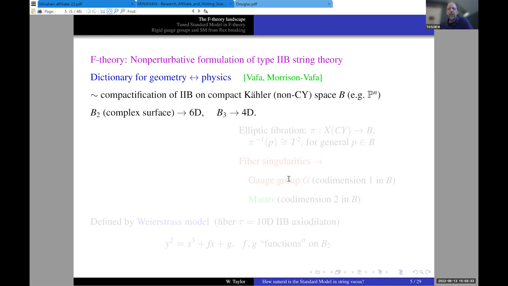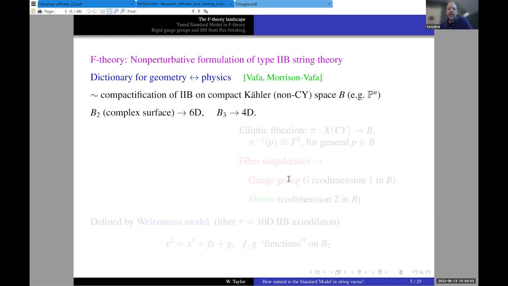So F-theory really gives us this very powerful global framework in which we can sensibly start to talk about what is natural, how might we formulate statistics more precisely, all those kinds of questions. So basically, what is F-theory? It's a dictionary that translates between geometry and physics.